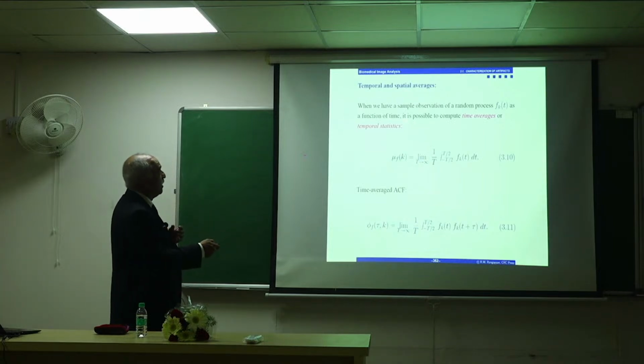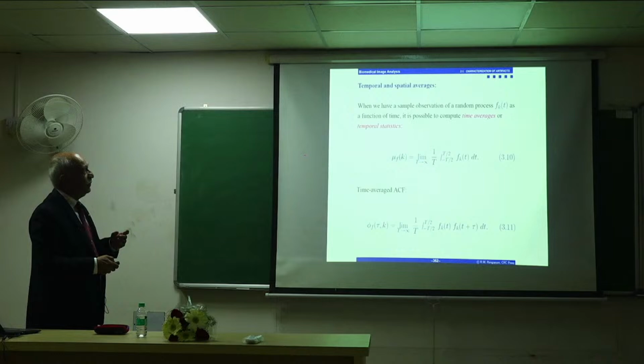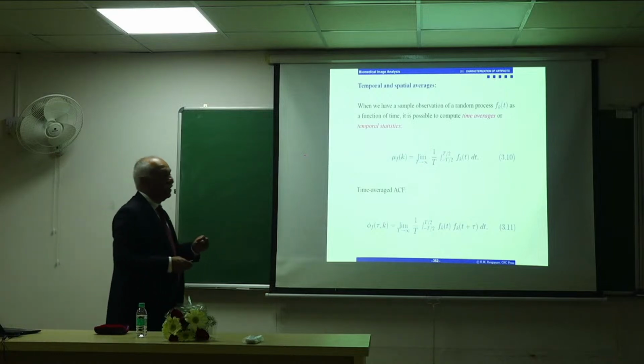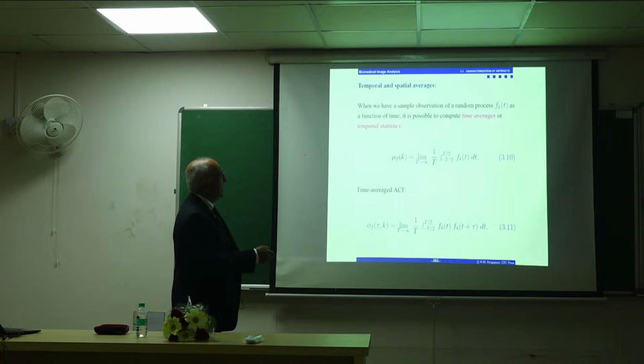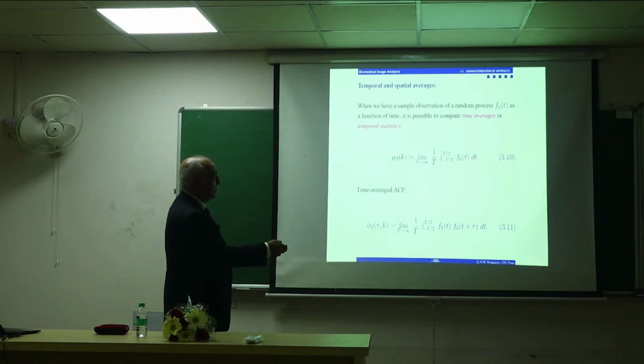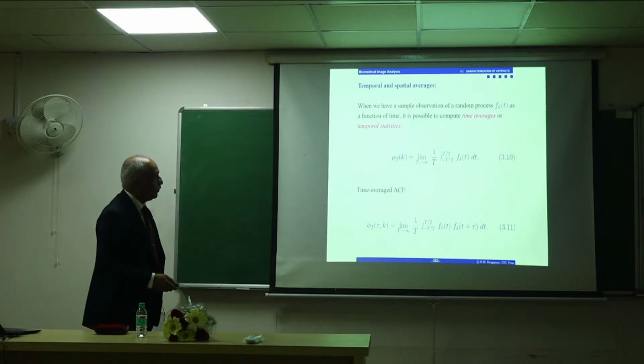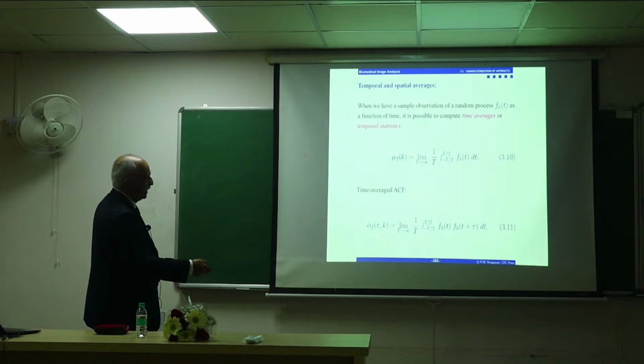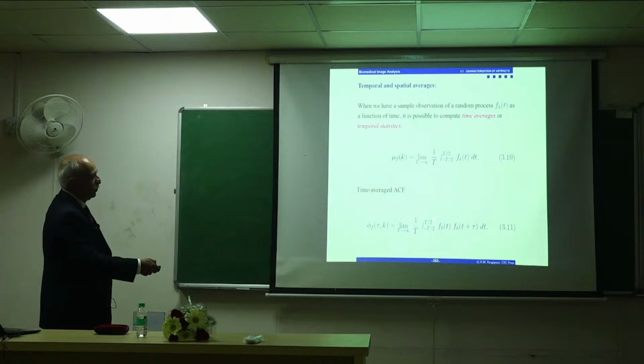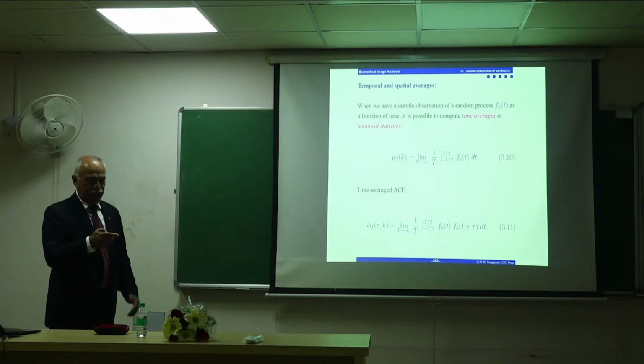So when you have a sample observation of a process as a function of time, you may compute time averages or temporal statistics. Mu_k, f_k(t), now it's a function of t, and that is observation k. You make multiple observations, but the integration is on time. The averaging is on time, and 1 over T is normalization over a large time window. Autocorrelation function is this, f_k(t) times f_k(t plus tau). Tau is a shift. Integrate over a window and make that window as large as feasible.